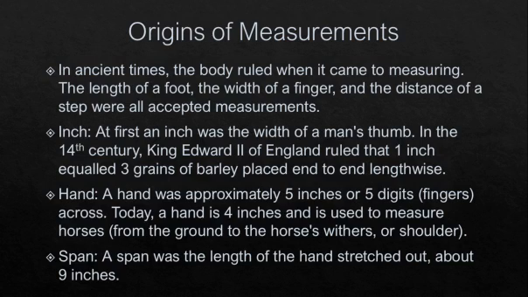A hand was approximately 5 inches or 5 digits, fingers across. Today a hand is 4 inches and used to measure horses from the ground. So if you're measuring a horse, you have your hands, your fingers across, and you measure them all the way up. Span then. A span was the length of the hand stretched out, which is about 9 inches. So that will be from top to bottom. All of these things, if you're dealing with markets, there's not going to be that much difference between different hands or different feet, so it will be accurate enough.